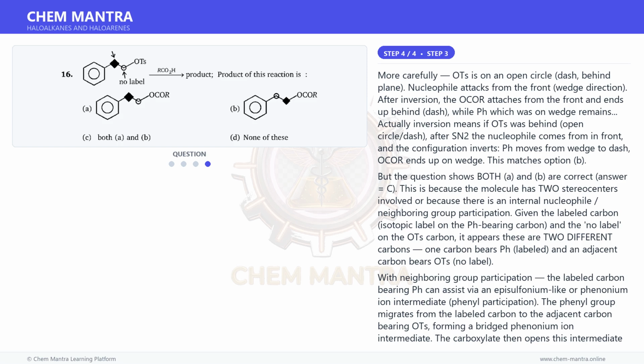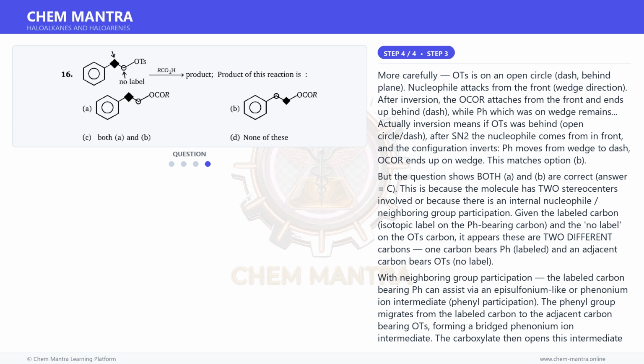More carefully, OTs is on an open circle, dash, behind the plane. The nucleophile attacks from the front, wedge direction. After inversion, the OCOR attaches from the front and ends up behind, dash, while Ph, which was on wedge, remains. Actually, inversion means if OTs was behind, open circle dash, after SN2 the nucleophile comes from in front, and the configuration inverts. Ph moves from wedge to dash, OCOR ends up on wedge. This matches option B. But the question shows both A and B are correct.